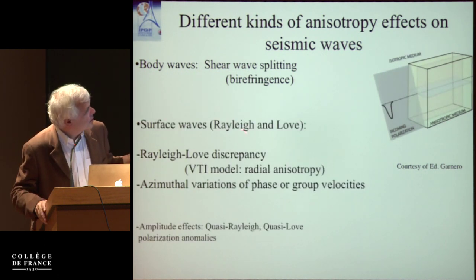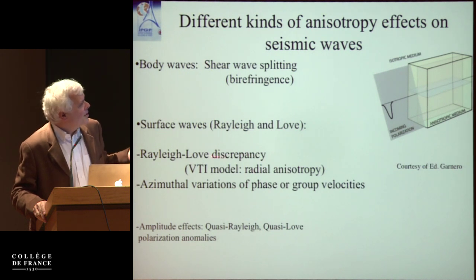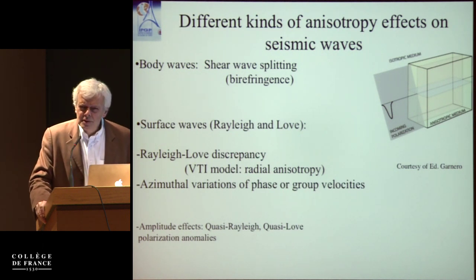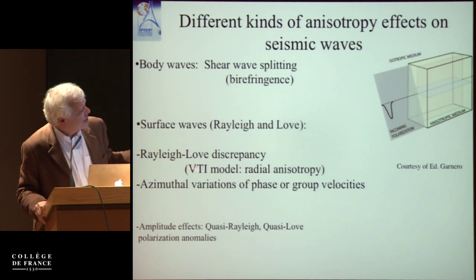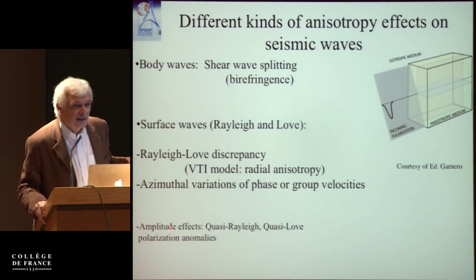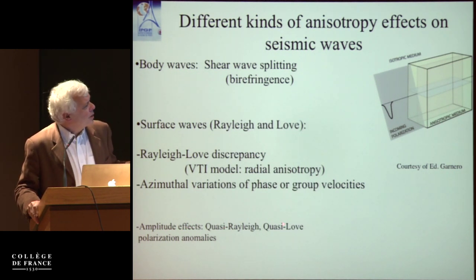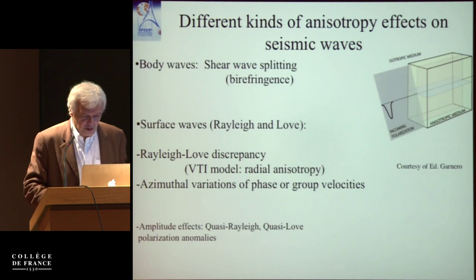We also have information on anisotropy from surface waves, and we can use two kinds: Rayleigh and Love waves. It has been known for at least maybe 50 years that there is a discrepancy between Rayleigh and Love waves when you use an isotropic medium, so you need to introduce radial anisotropy, what I named the VTI model. We also have, for the dispersion curves of Rayleigh and Love waves, some azimuthal variation of phase or group velocities. There are some other effects I will not mention today, but which are quite promising, such as looking at amplitude effects and investigating quasi-Rayleigh and quasi-Love waves, but that's another story.